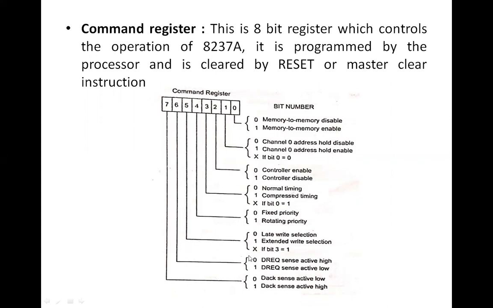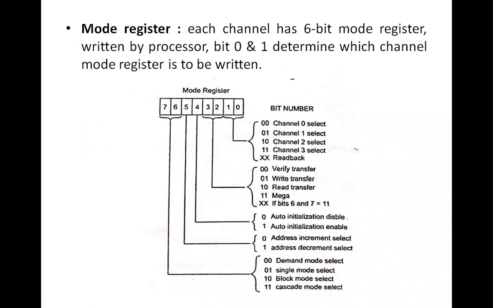So the purpose of the command register is to decide whether it is a memory to memory operation, which channel has to be activated, channel 0 or channel 1, whether the controller is enabled or not, whether we are using normal timing, whether we are using fixed priority or rotating priority, whether it is able to sense the request signal, and whether it is sending the acknowledgement signal. All these things are written in the command register, through which it commands the operations of the 8237.